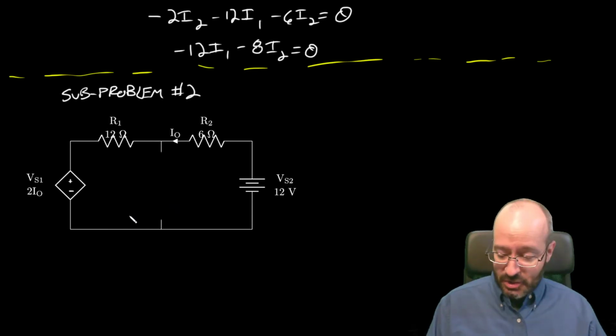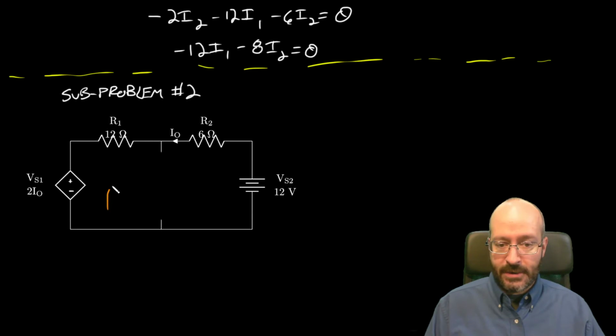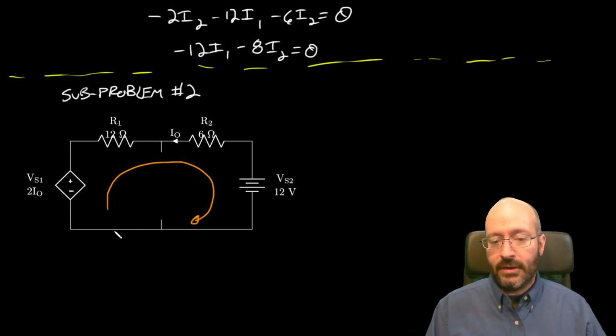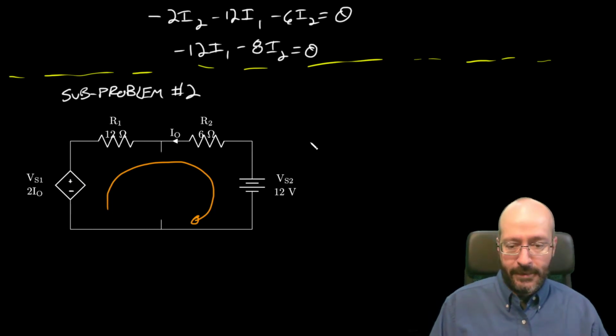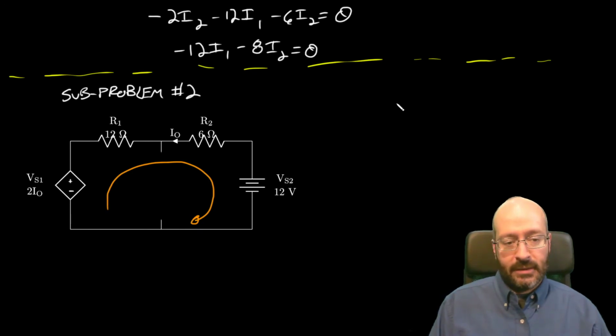We've only got one mesh. It's kind of nice. Only one equation. And no current supply, so it's going to be a KVL. And it does involve a dependent supply, so I am going to go a little slower on this one and make sure I get it right. So let me just do this over here.